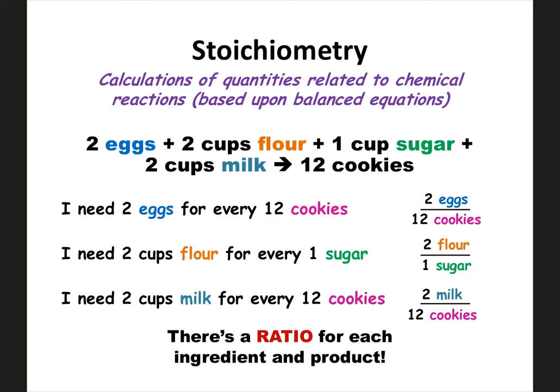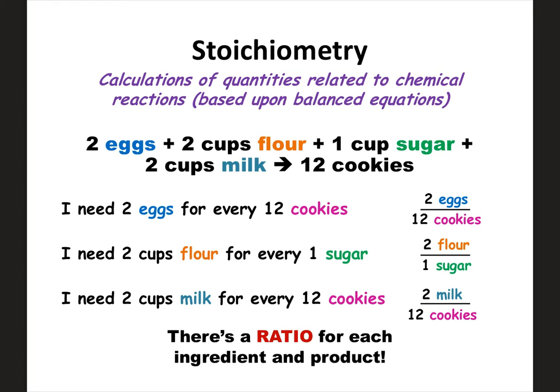I want to start simple here. I just want to show you a basic recipe equation. Okay, so if you notice here, this says it takes 2 eggs, 2 cups of flour, 1 cup of sugar, and 2 cups of milk to make 12 cookies. All right, it's set up like a reaction form. I don't think this would make very good cookies, but it's just a nice little example here. So if you notice, there's a ratio for every ingredient and product.